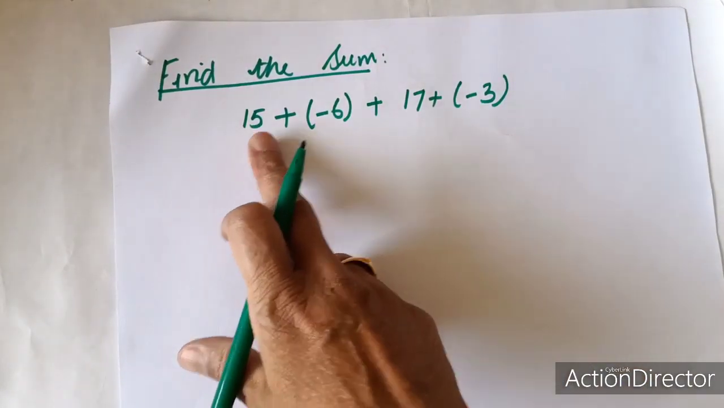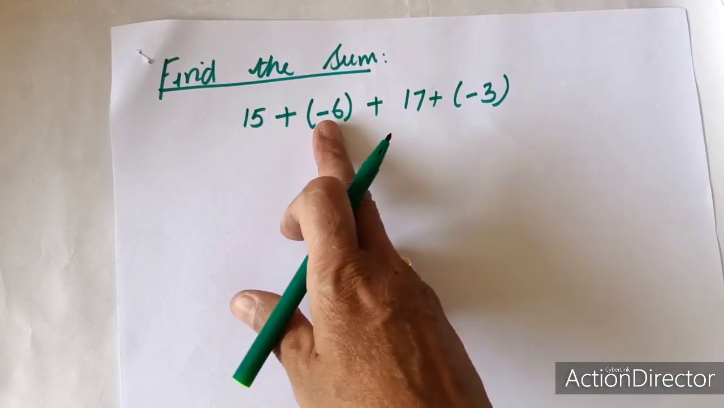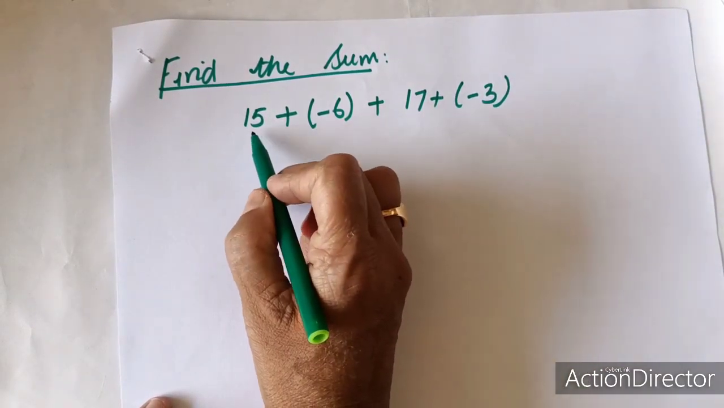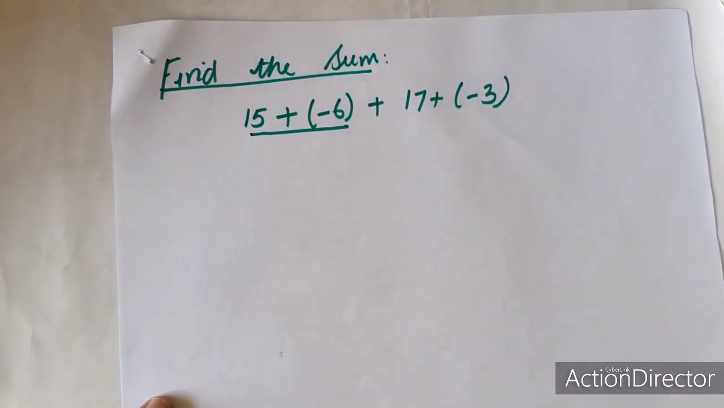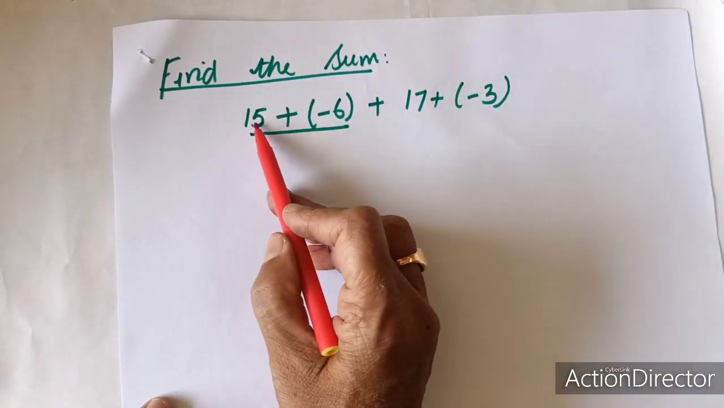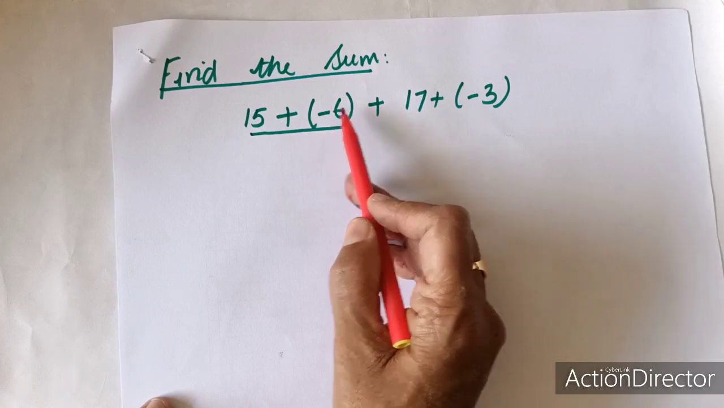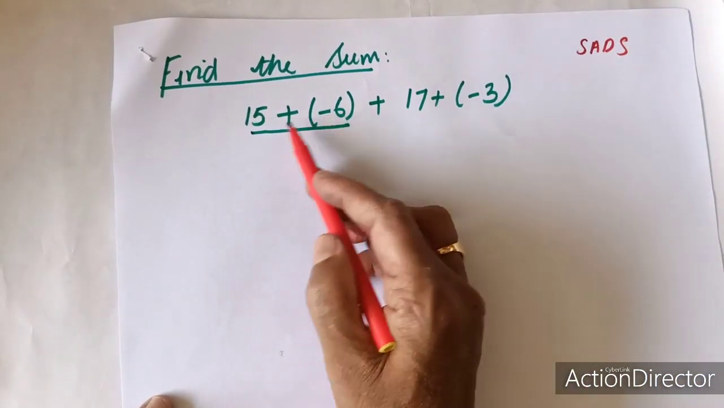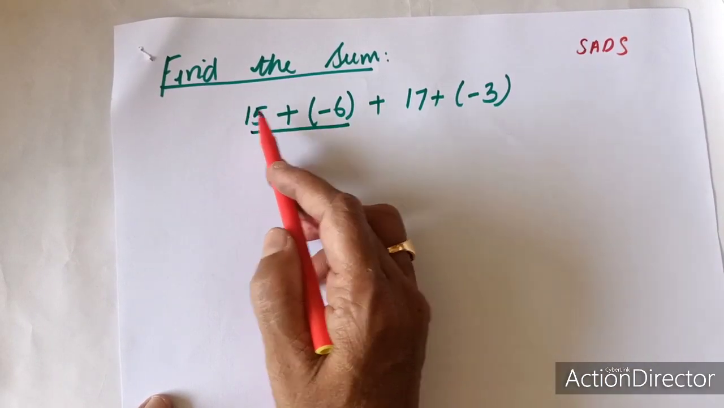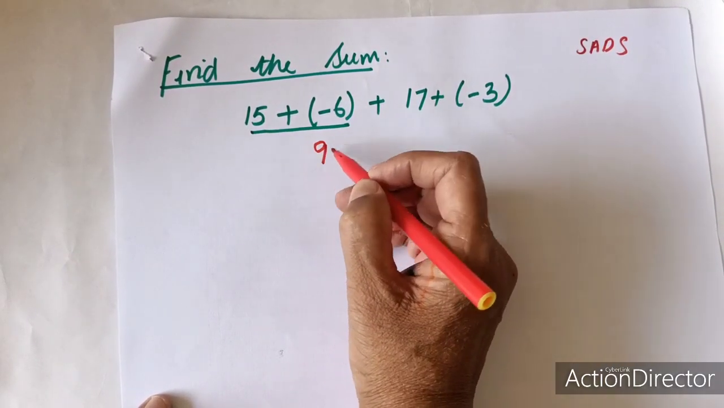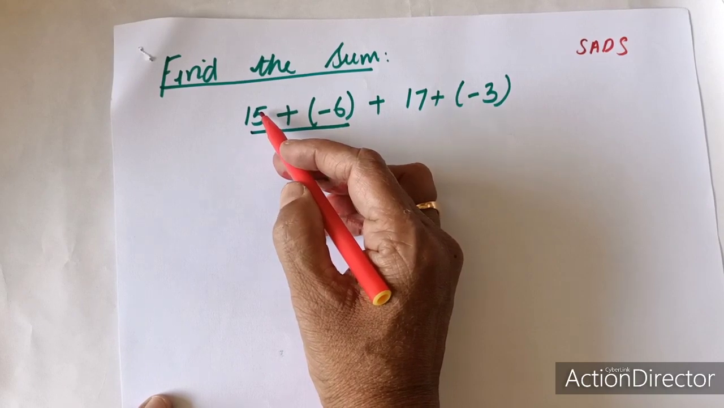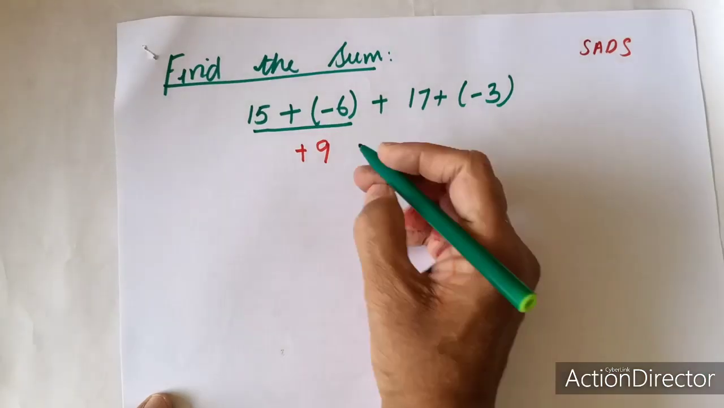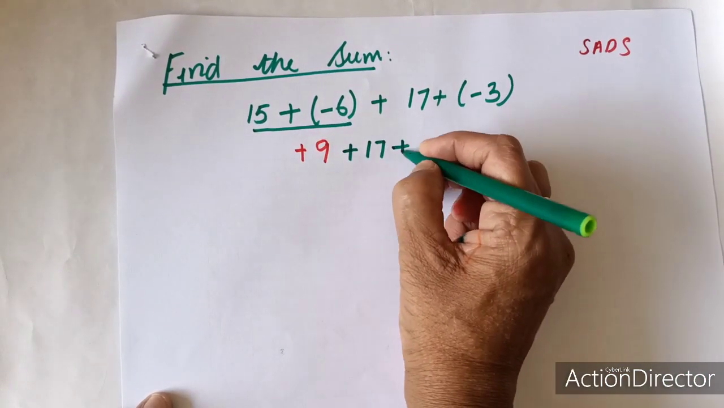How to add the integers when you have more than two integers? The rule is the same. In that case we will do two integers together. First, in this step, 15 plus minus 6. As I told you, remember SADS. Here you have different signs. Different sign means subtract. 15 minus 6 is 9, and the sign of the bigger number, 15, is plus, so I'll take plus 9 and repeat the remaining terms, that is plus 17 plus minus 3.